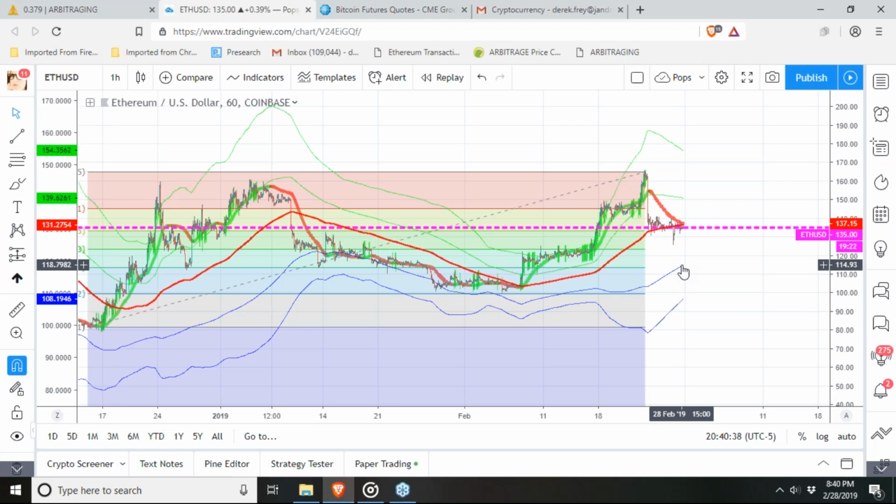Anyway, that's the first thing that this tool does for me without even using it for buy and sell signals. It's immediately giving me a way to assess my risk to reward ratio, which I like. I like that.